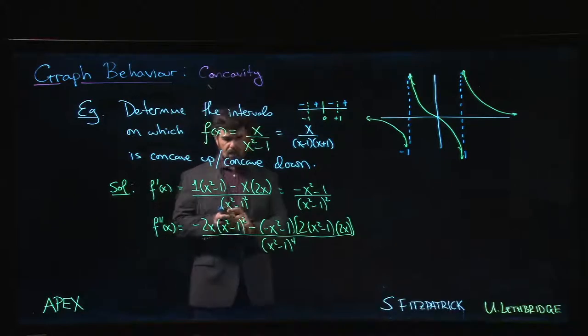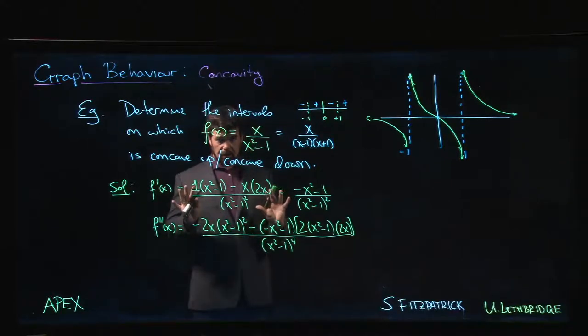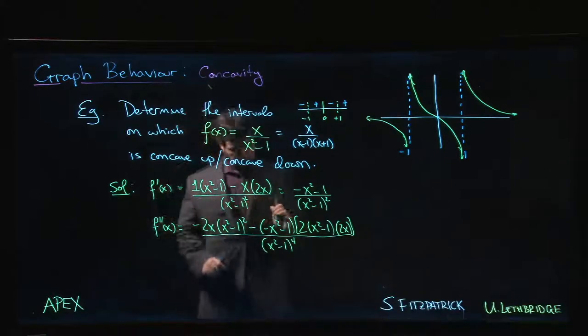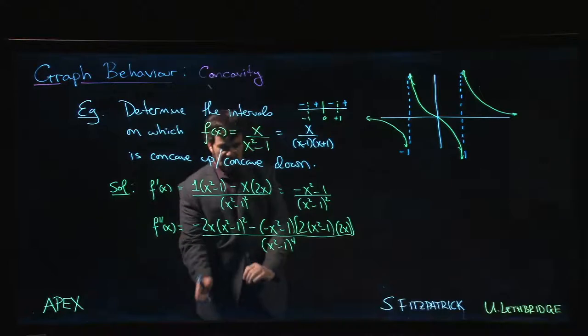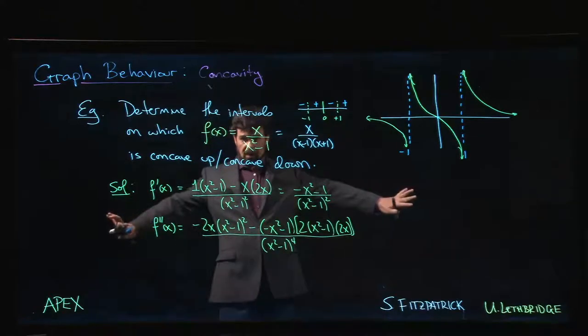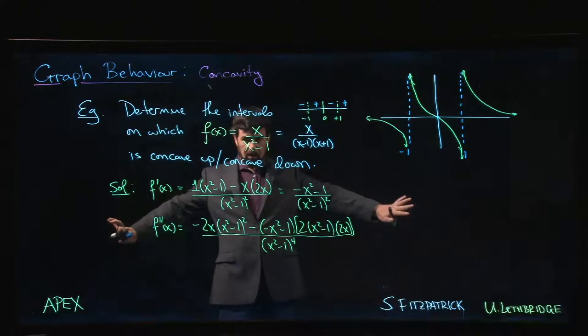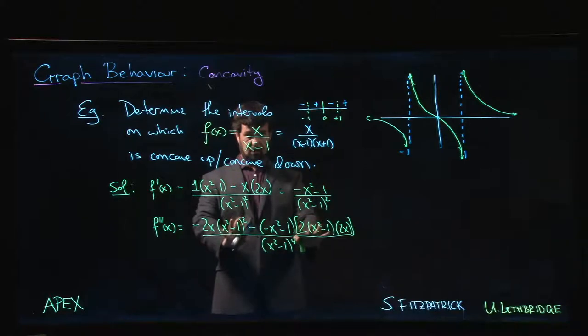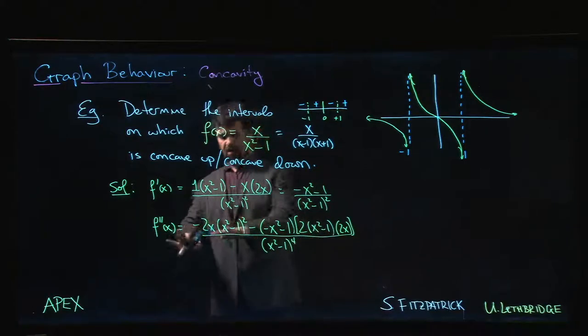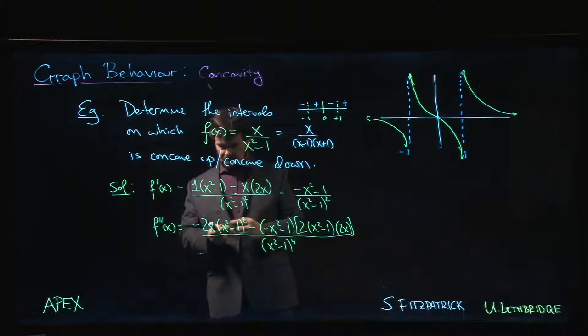Now, there's a good reason to do the derivative the way I did, which is that you'll notice that both terms in the numerator have this x squared minus 1 in them, right? If you multiply everything out at this stage, you're going to be in for a whole lot of work and a whole lot of trouble, and you're not going to be very happy. What you really want to do is simplify at this stage. You want to factor out that common factor, right?